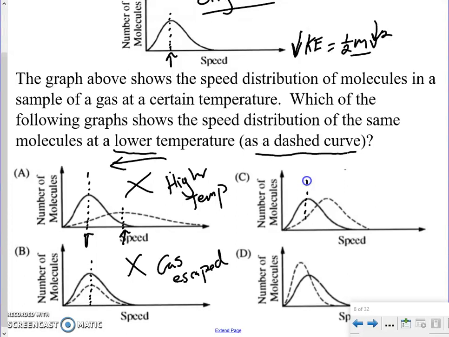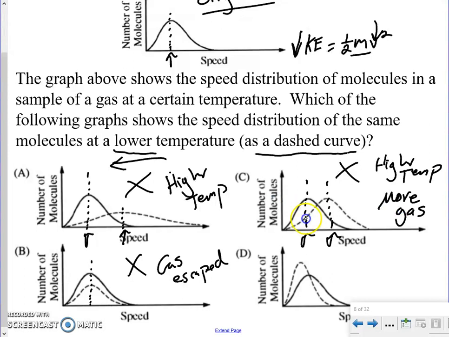Okay, check out C. I have my original speed right here, and I have my new speed right here. Again, what is that showing? It's showing an increase in temperature. Also, notice what's happening here is the probability is staying the same. So not only is it showing a higher temperature, it's actually showing more gas molecules. So it doesn't work at all.